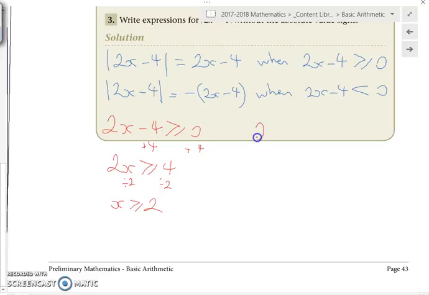Now the other one. 2x minus 4. You remember how we got the 2x minus 4 by expanding the bracket because it's a minus 1 outside. What do we do? I got a minus 4. It's similar. What do we do? This time, I'm adding 4. Did I add?